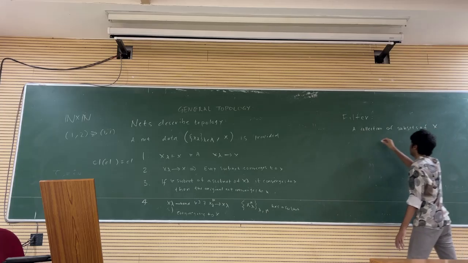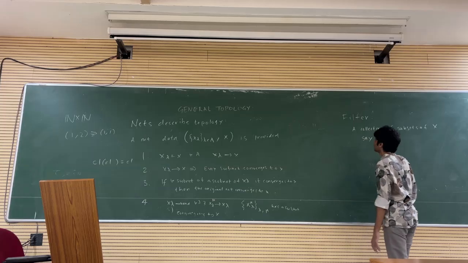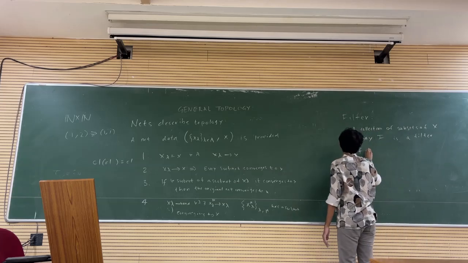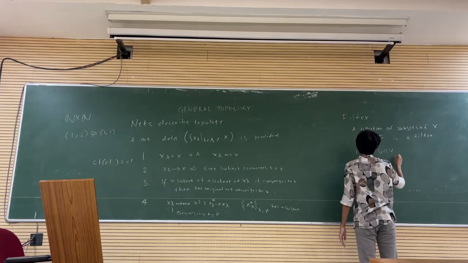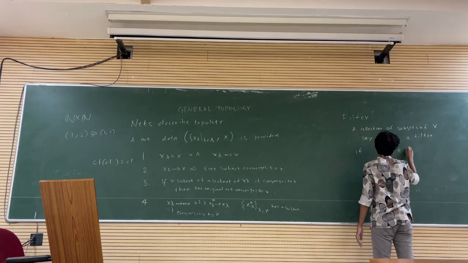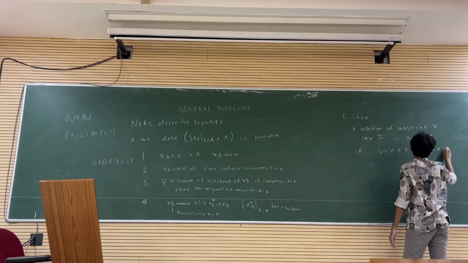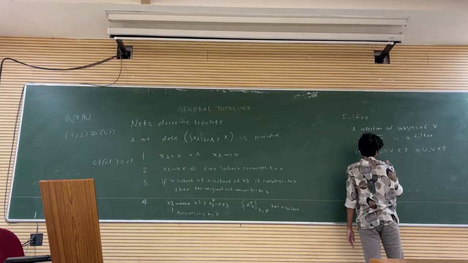Say F is a filter if it is intersection closed and superset closed.